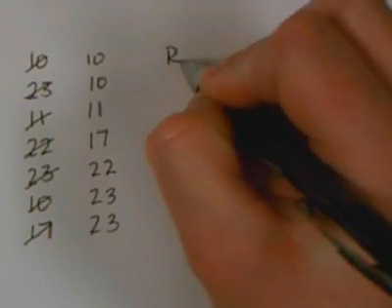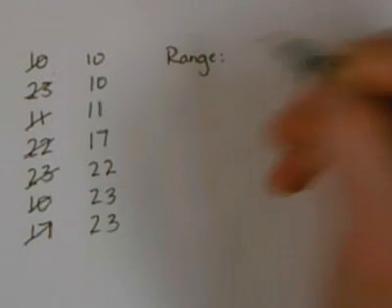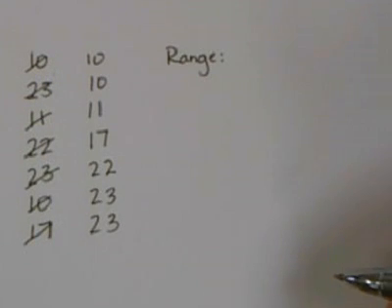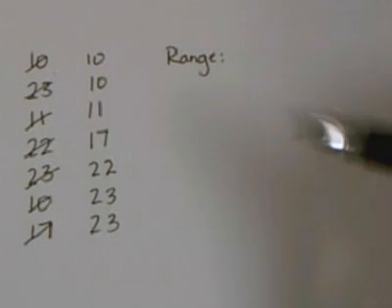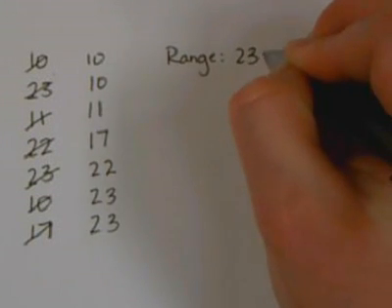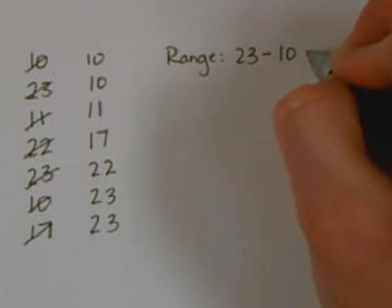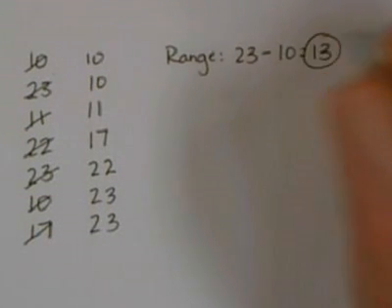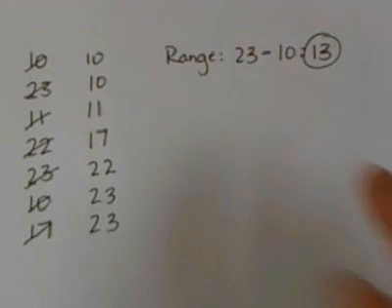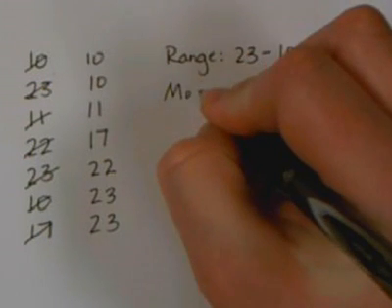So now all my numbers are in order from least to greatest, and I can find the mean, median, mode, and range. Let's find the range first. For range, we think mountain range with highs and lows. So we're going to take the high, 23, minus the low, 10, and that leaves us with a range of 13.